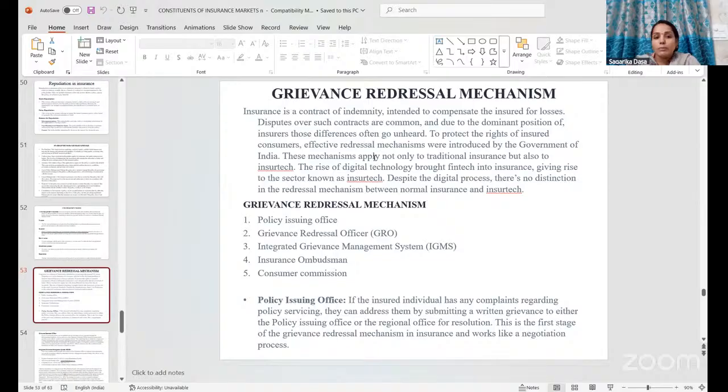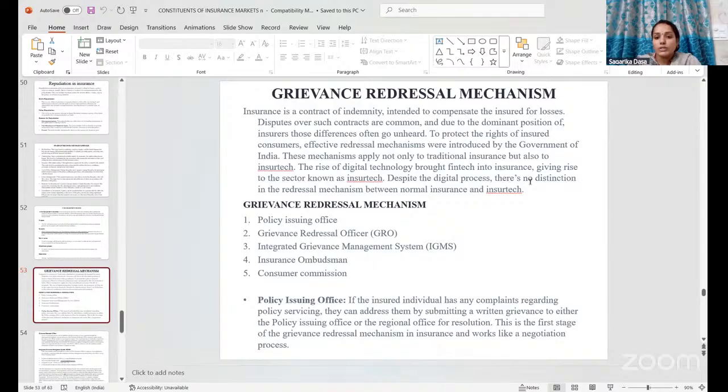These mechanisms apply not only to traditional insurance but also to insurtech. Insurtech means insurance with technology. The rise of digital technology brought fintech into insurance, giving rise to the sector known as insurtech.